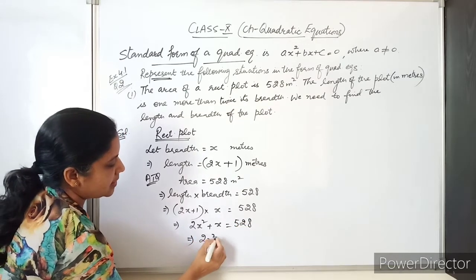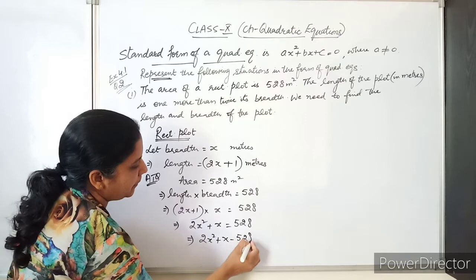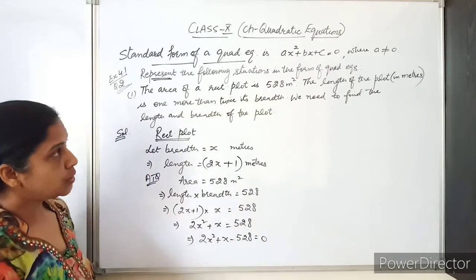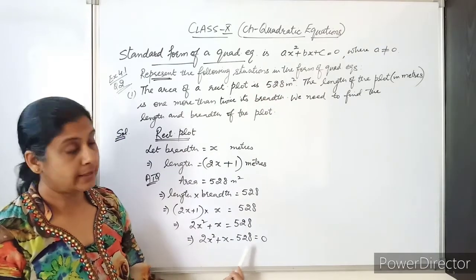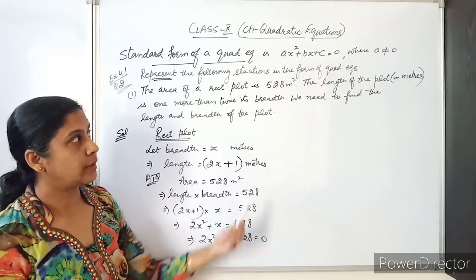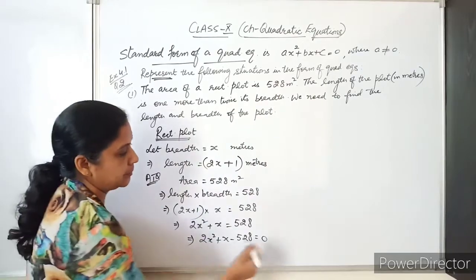We will shift the constant to the LHS only so that my equation is of the form ax square plus bx plus c is equal to 0. That is, it's in the form of a standard quadratic equation. That's the answer.